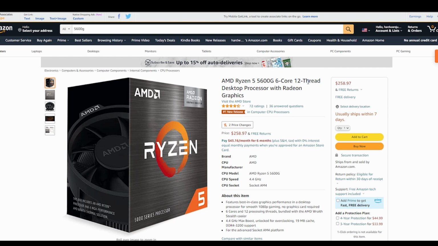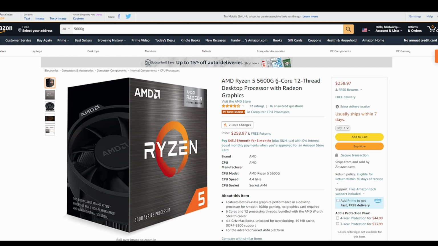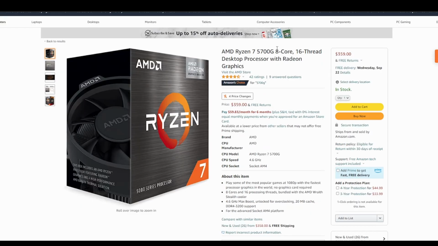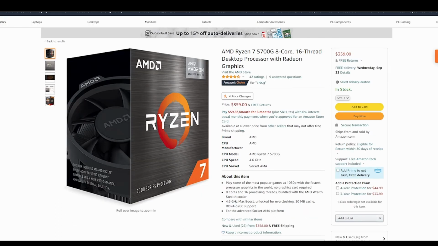So this is a 6-core 12-thread CPU, and this is an 8-core 16-thread. The main difference between these two is that the 5700G has 8 cores, and this one has 6 cores. So in terms of CPU performance, the 5700G is going to perform better, and this APU also has one more graphics core than the 5600G. How that correlates in performance is that you get better graphics performance and better CPU performance, because you are increasing both the CPU and the GPU when you step up to the 5700G.